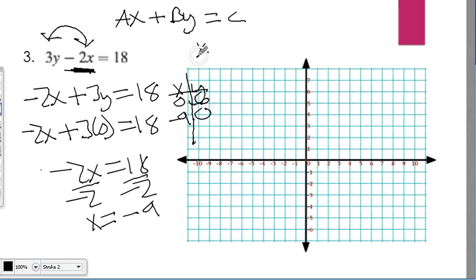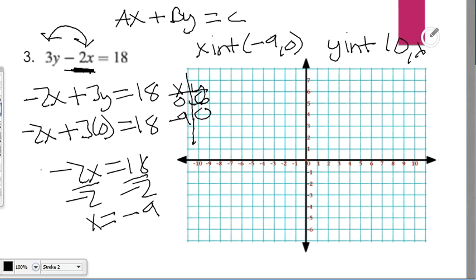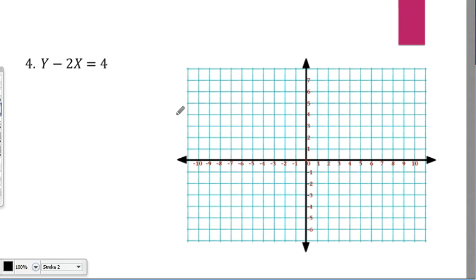Okay, so I know that my x-intercept is negative 9, 0. And I know that the y-intercept is 0, 6. So 0, 6, that's our y-intercept. Negative 9, 0, that's our x-intercept. Once we have plotted both of those points, we can graph our line. And let's go ahead and look at a couple more examples.